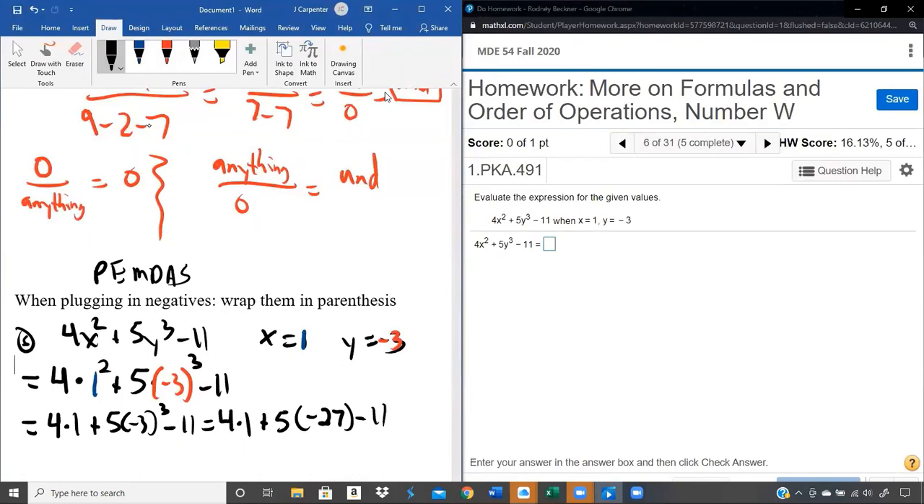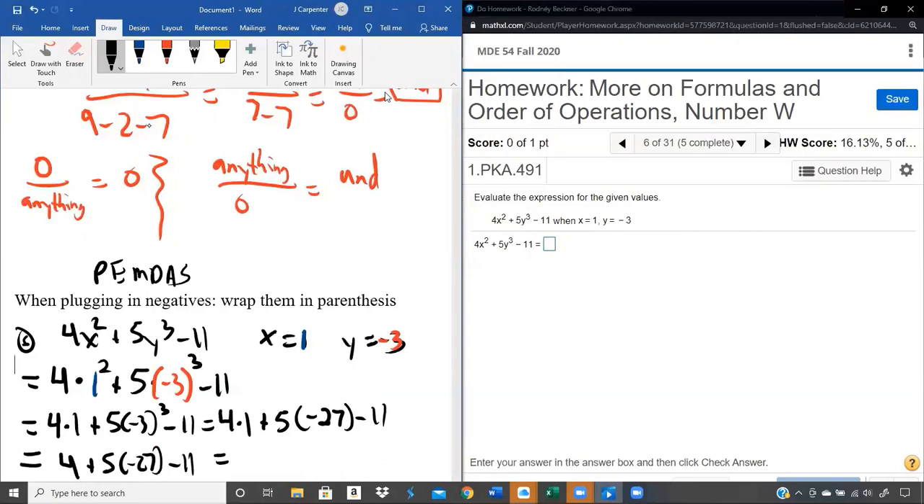Now we've handled the exponents, we're ready to move on to the multiplications. Yes, exponents are technically multiplications, but they're repeated multiplications, and it's that repetition that gives them the leg up on everything else. 4 times 1 is 4, plus 5 times negative 27, minus 11. 4 plus 5 is 9, right? No, that would be wrong because I'm doing an addition before multiplication. I'm just trying to do things from left to right. Pay attention to PEMDAS though.